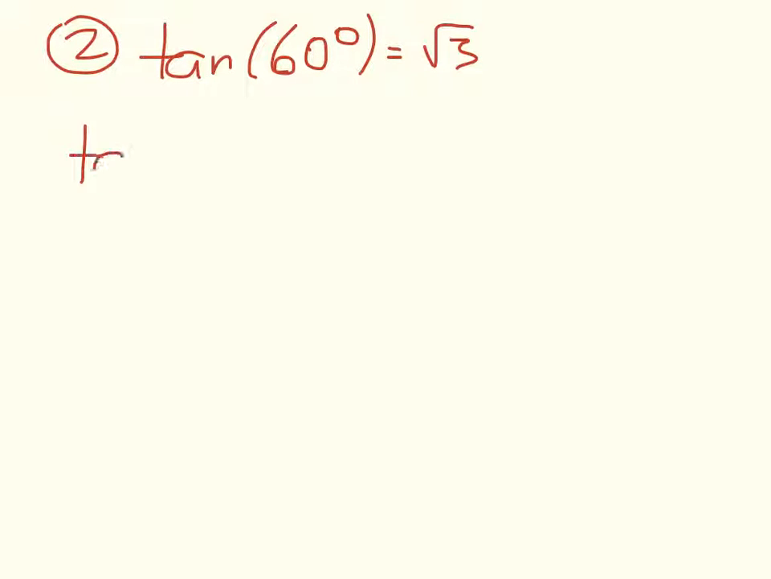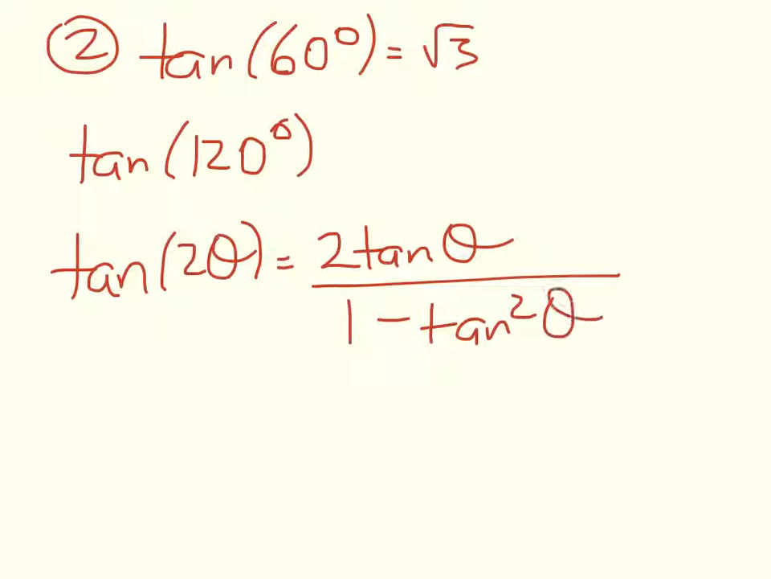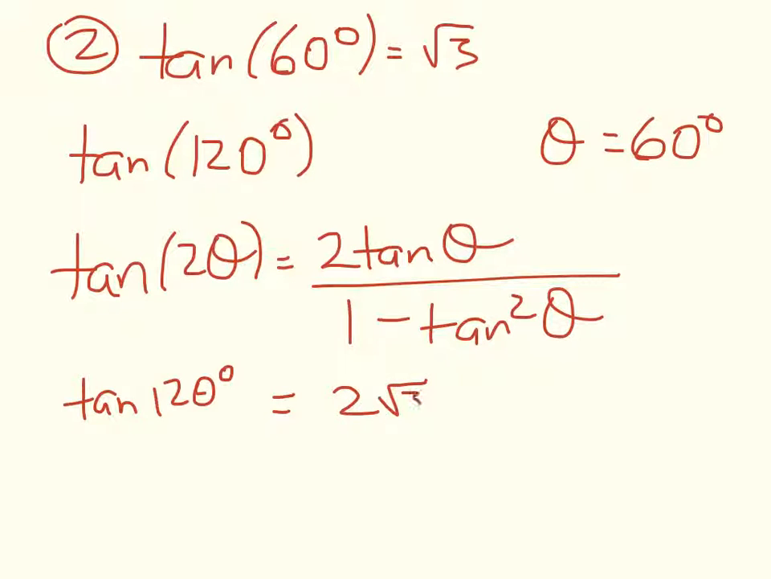Okay, question 2. Same kind of idea. We're given tan of 60 degrees equals √3, and we're asked to work out tan of 120 degrees. Well, we know that tan of 2 theta is equal to 2 tan theta over 1 minus tan squared theta. And that equals, so we have tan of 120 degrees, theta is equal to 60 degrees here. So 2 √3 over 1 minus √3 squared.